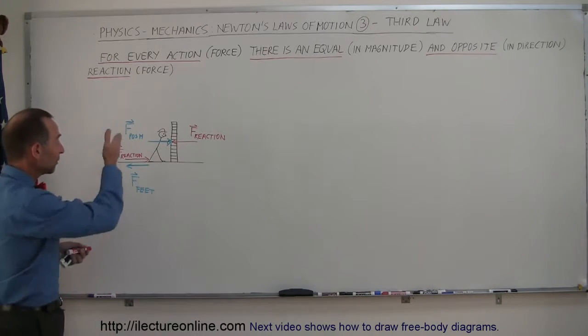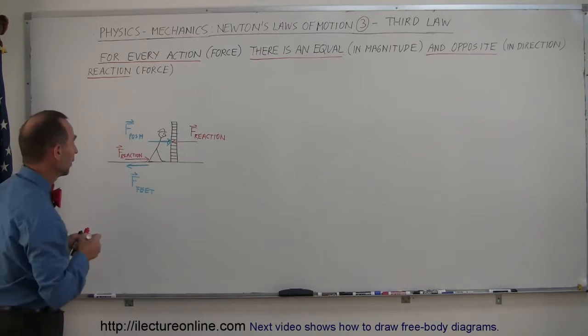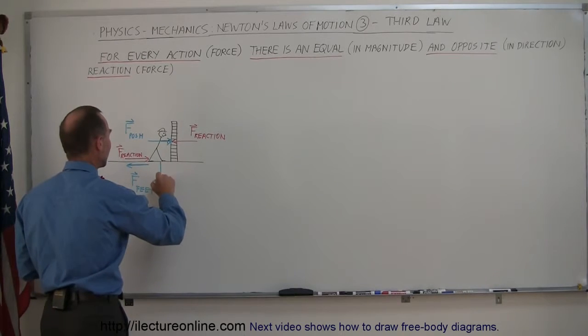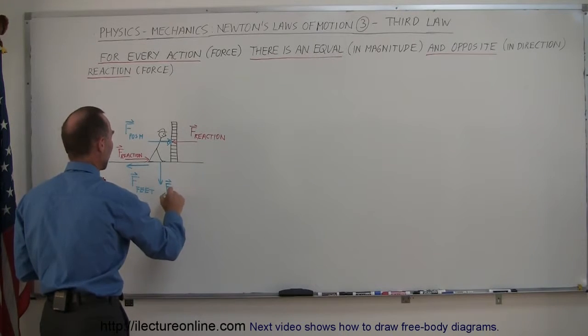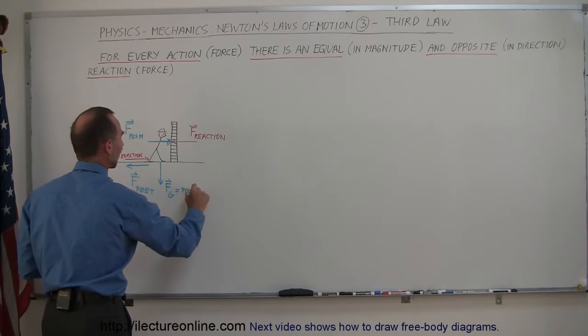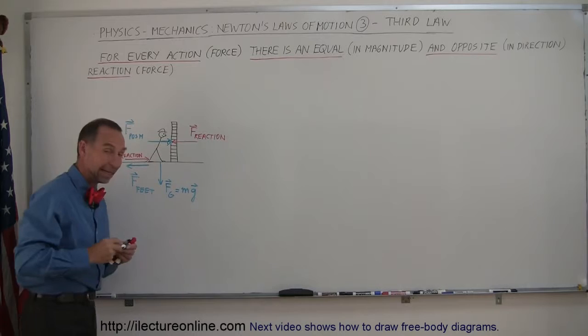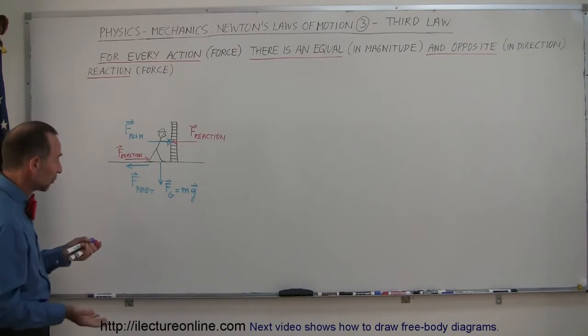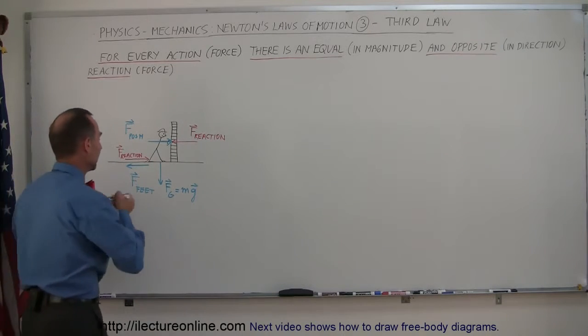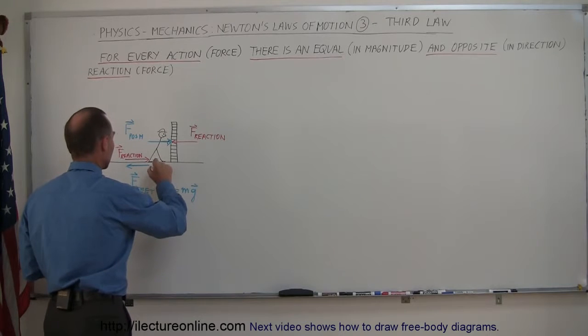There's one more, of course. Then we have the weight of the person pushing down on the ground. So we have the force due to the weight, the force due to gravity, F sub g as I call it, which is equal to the mass of the person times the acceleration of gravity. And again, there is a reactionary force, the ground pushing back against the person, and that would be F reaction.